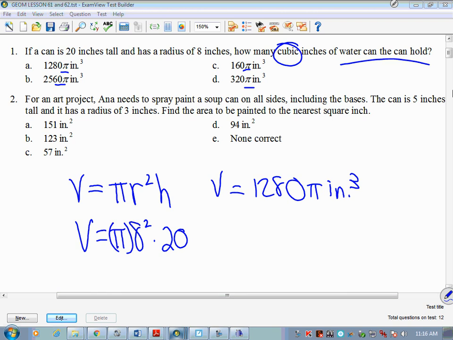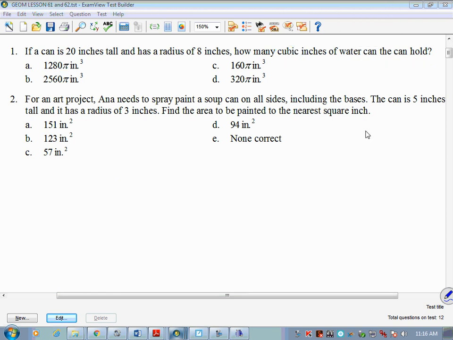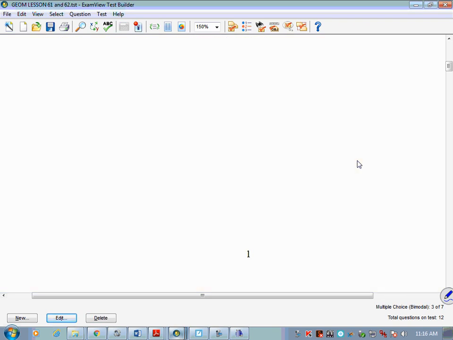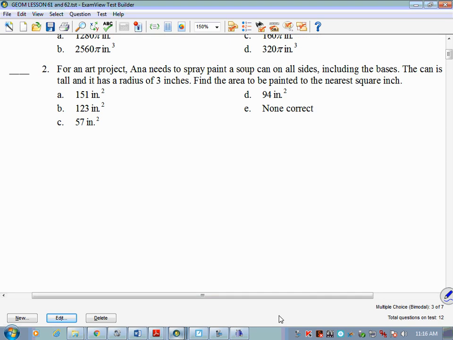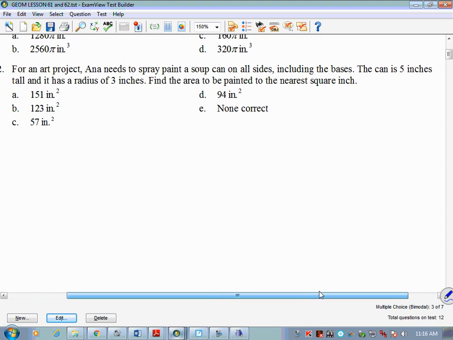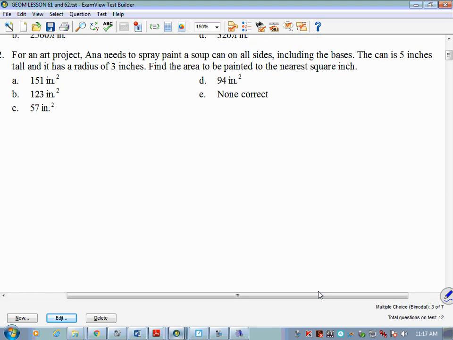All right, question number 2. Oh, goodness. All right, come back up here. For an art project, you need to spray paint a soup can on all sides. So am I talking about lateral area, surface area, or volume?